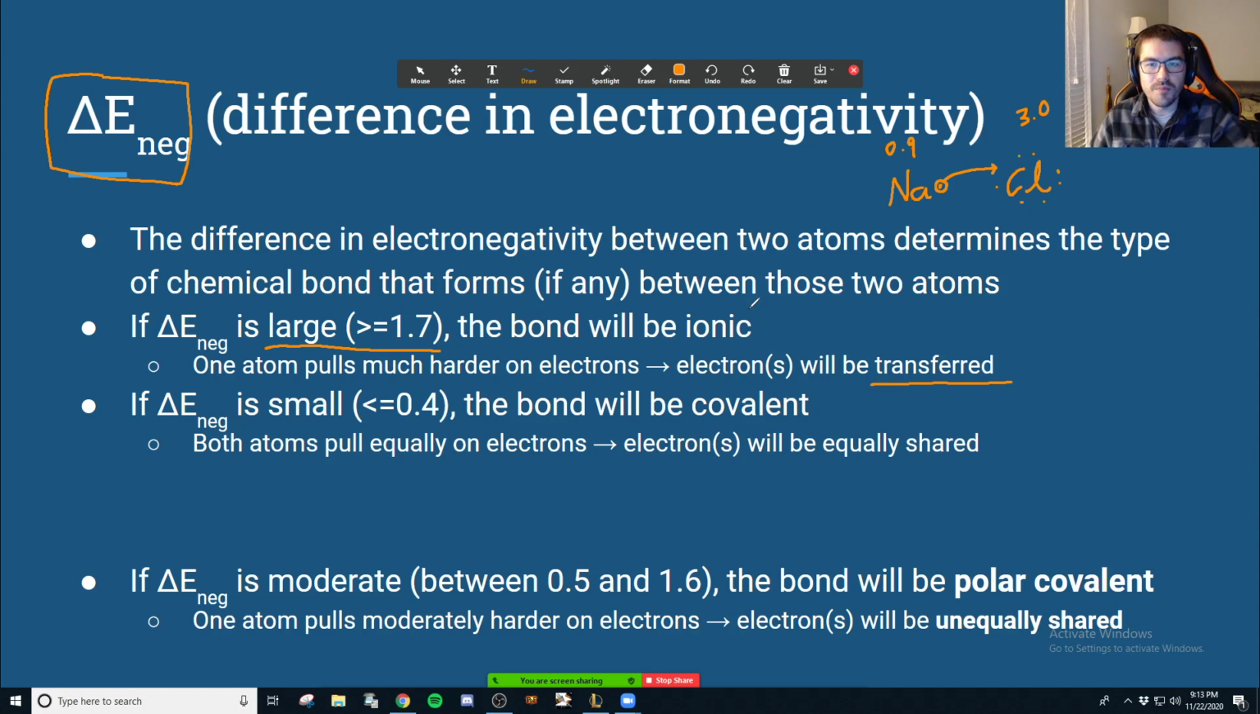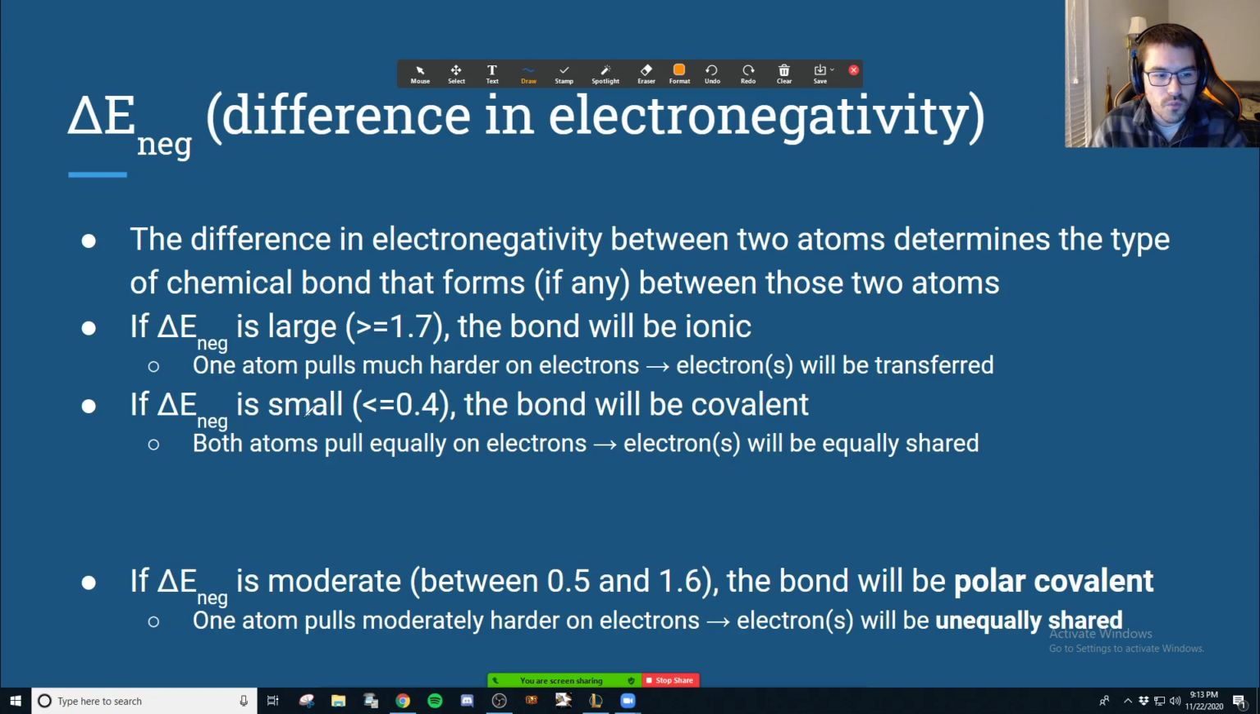The flip side of this is a covalent bond. This occurs when you have a difference in electronegativity that is really small, less than or equal to approximately 0.4. A really great example of this would be two chlorine atoms. They're both going to have the same electronegativity, 3.0 and 3.0, so the difference between these is 0. There is no difference in their electronegativity.